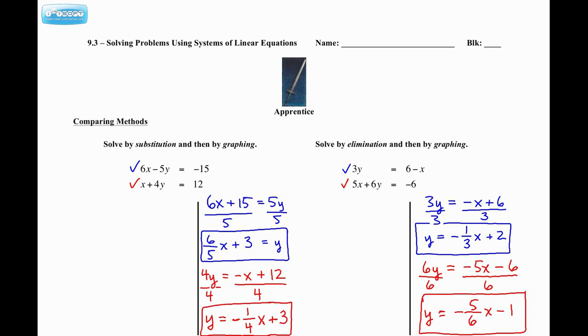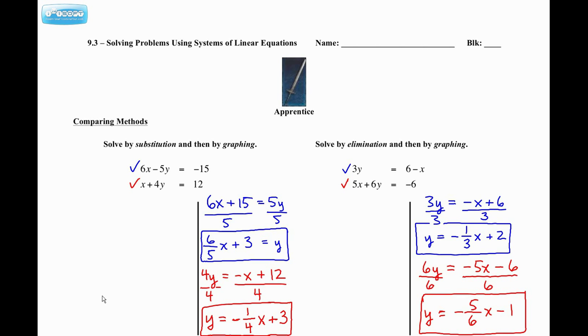So in the first question here, it says solve by substitution and then by graphing. And then over here it says solve by elimination and then by graphing. What I've already done is the first equation I've just checked off in blue, the second one is in red. I've actually already on the right expressed it in slope-intercept form, because when it comes to graphing it, this form is just a lot easier to work with.